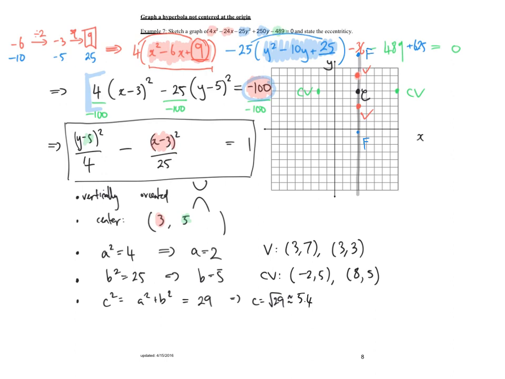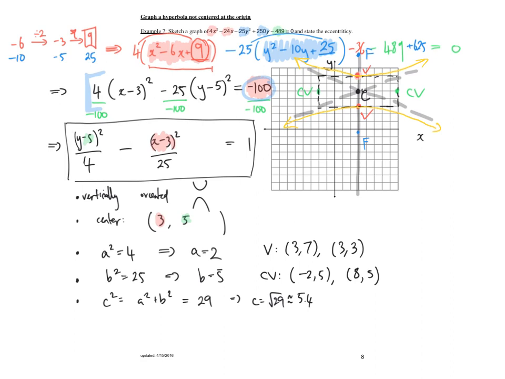Okay, let's deal with our asymptotes. So we need to draw in our rectangle that passes through the co-vertices and the vertices. Add in the diagonals as our asymptotes. And now we can draw the branches of our hyperbola. Approach the asymptote, meet the vertex, approach the other asymptote. Approach the asymptote, meet the vertex, approach the other asymptote.